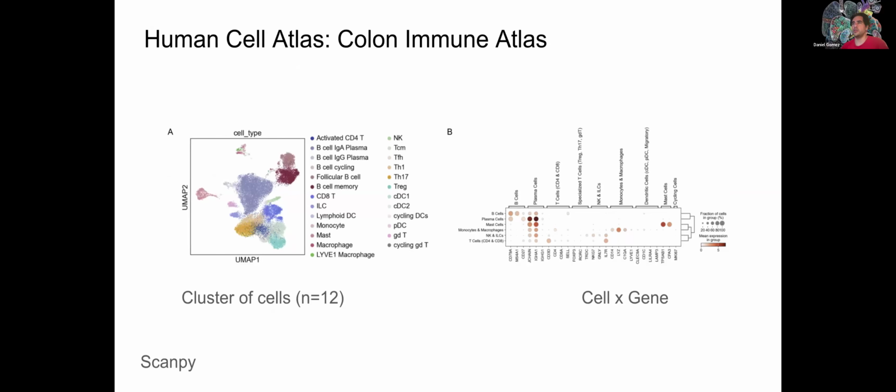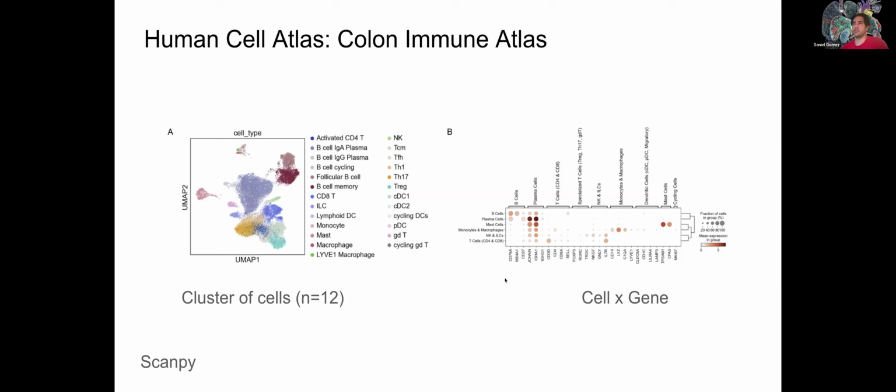So in the colon immune atlas, we have a UMAP where we can see the different cell types. And in the different cell types, we have the cluster of cells. So there's 12 different cell types that I was able to use LIANA and get a clear map of steady state inference. So we're able to infer the cell types with LIANA Plus, and then get a cell by gene dot plot where we can see the cells and the markers.